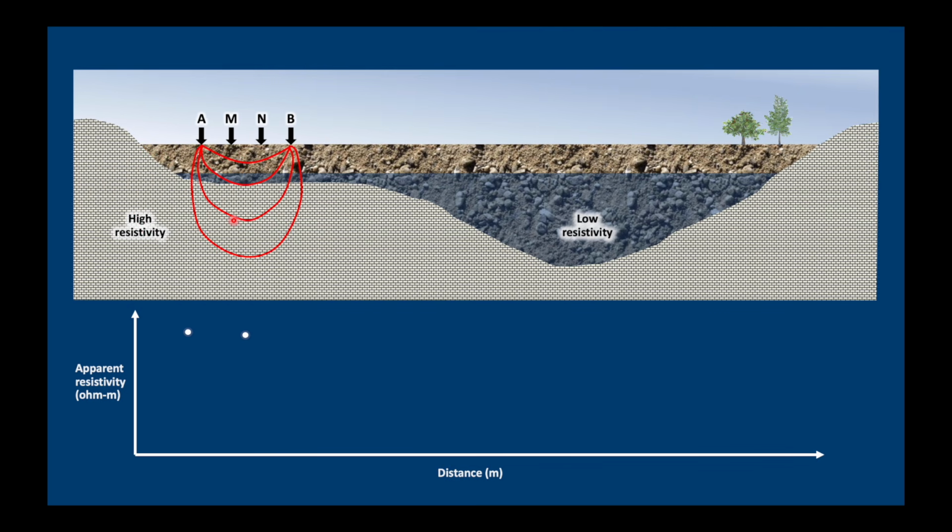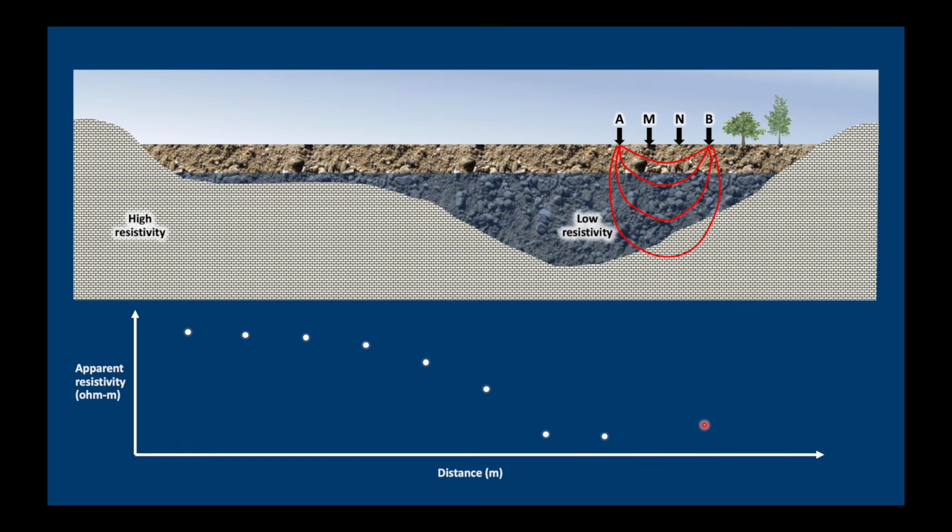As we move along, we're still close to the bedrock and we have high resistivity values. Now, as we move into the area of the valley where our alluvial aquifer is thicker, we're going to have a bigger effect of this low resistivity material. So our overall apparent resistivity will go down. And you can see that in the thickest part of the alluvial, we have the lowest apparent resistivity.